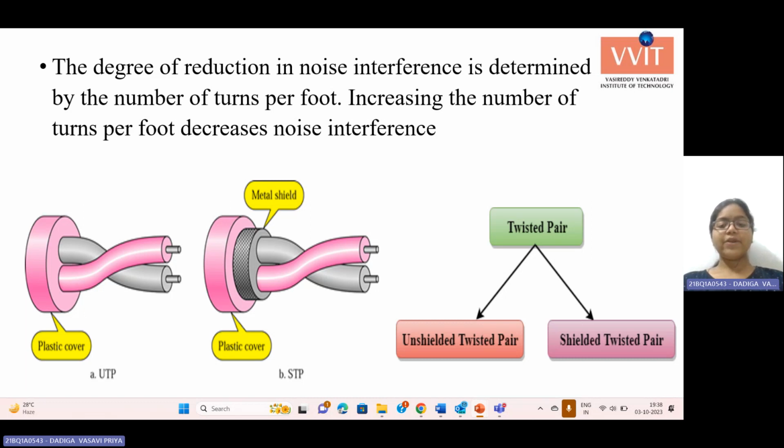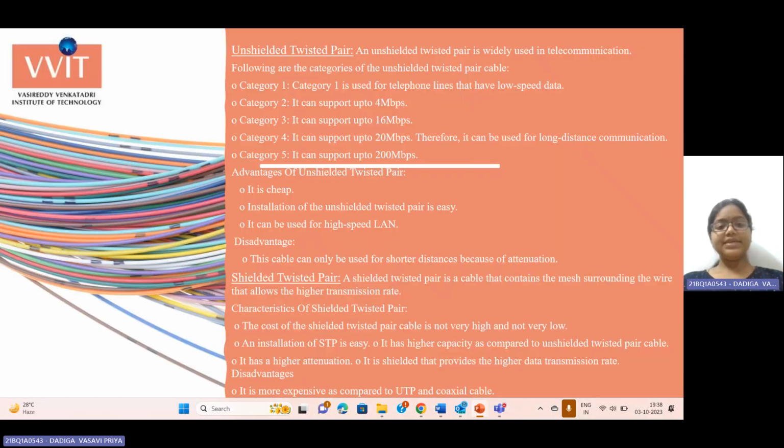Here there are totally two types of twisted pairs: unshielded twisted pair and shielded twisted pair. UTP is nothing but unshielded twisted pair. STP is the shielded twisted pair. Let's see each of them in detail. Unshielded twisted pair is widely used in telecommunication, whereas shielded twisted pair is the cable that contains the mesh surrounding the wire that allows a higher transmission rate.